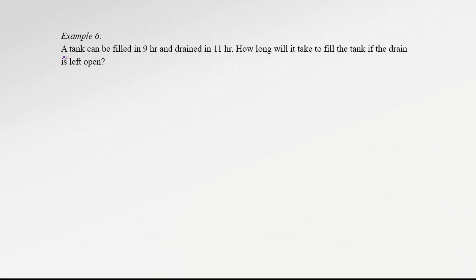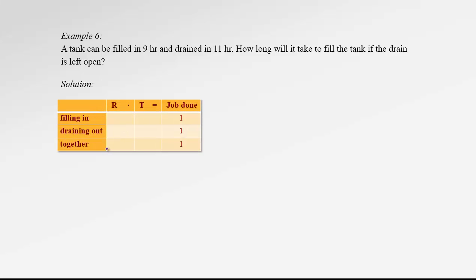Okay. And the last work problem example. A tank can be filled in 9 hours and drained in 11 hours. How long will it take to fill the tank if the drain is left open? Okay. Again, let's fill up the table: rate times time equals 1 job to do. This time we have filling in and draining out. So that's kind of different, right? This draining out is like undoing the job that was done by filling.